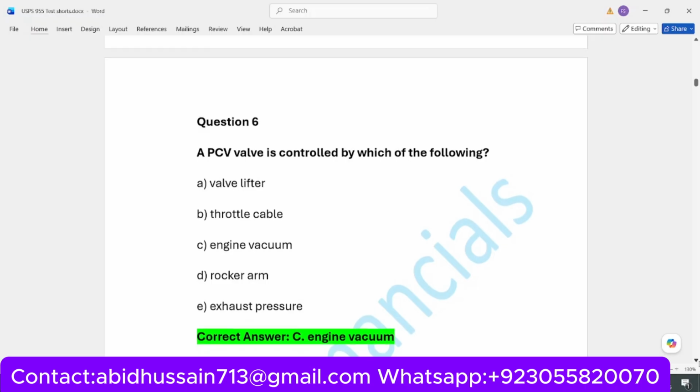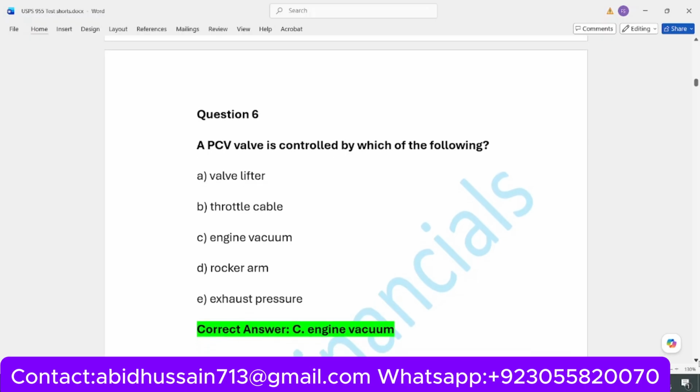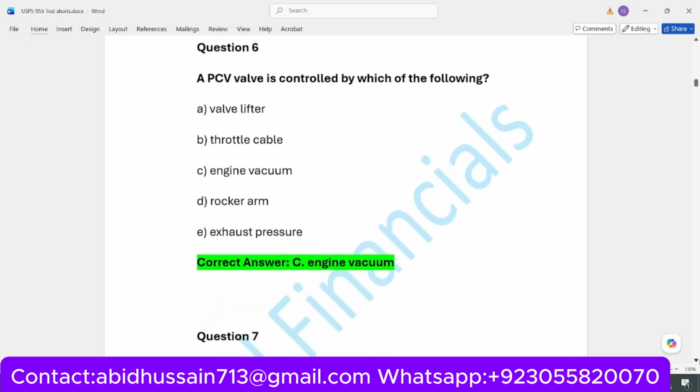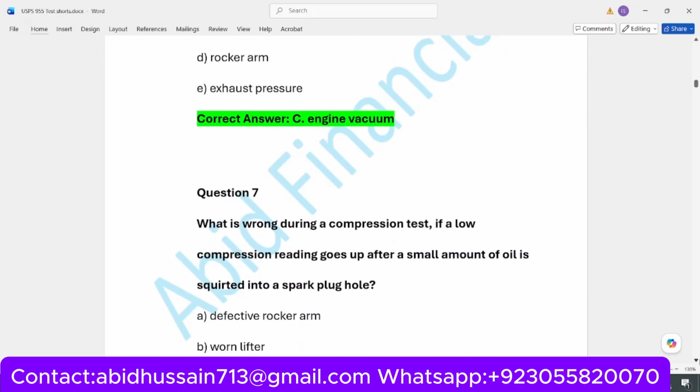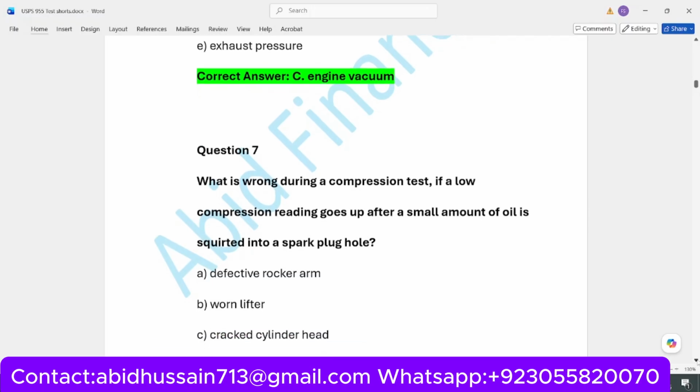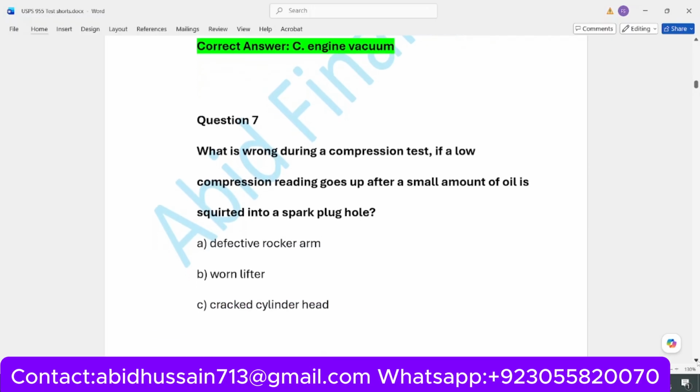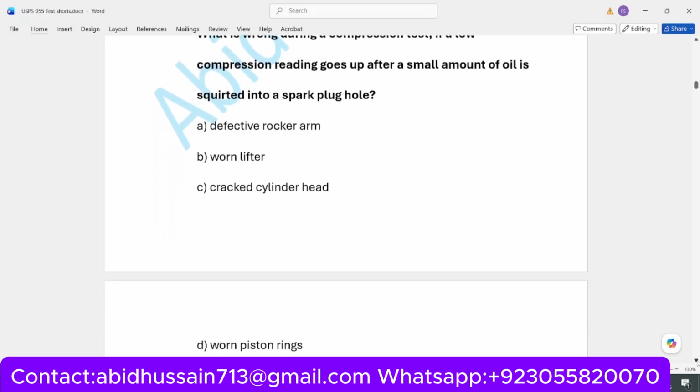Question number 7. What is wrong during a compression test if a low compression reading goes up after a small amount of oil is squirted into a spark plug hole? Option A, defective rocker arm. B, worn lifter. C, cracked cylinder head. D, worn piston rings. E, burnt intake valve. The correct option is D, worn piston rings.